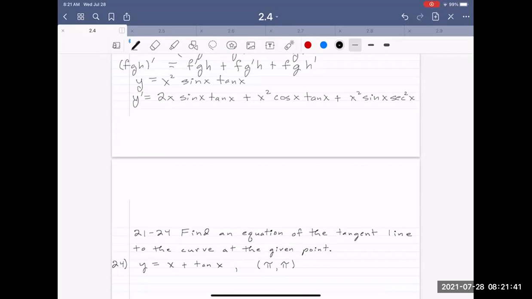And you're done. So you take the derivative of the first times everything else, plus the derivative of the second times everything else, plus the derivative of the third times everything else. And that gives you your derivative. Any questions about that?